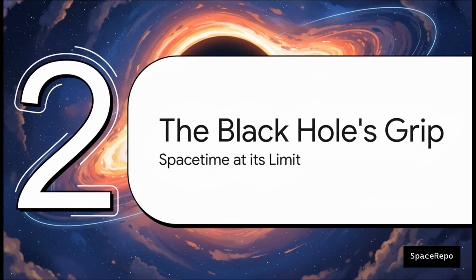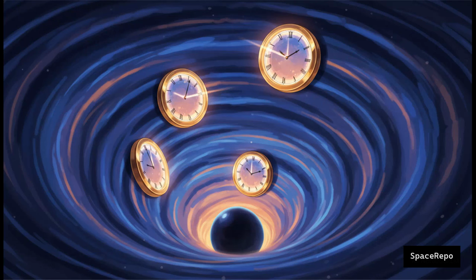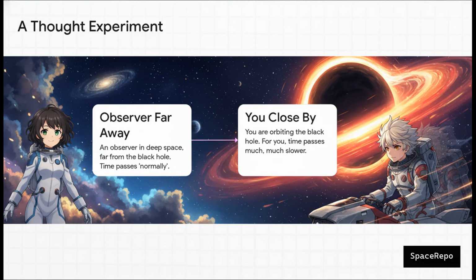Okay, so now let's take this wild idea and crank it up to 11. Let's go to the most extreme gravitational environment we can possibly imagine, a black hole. A black hole is so unbelievably massive, so dense, that it doesn't just create a little dip in spacetime. It punches a bottomless hole through it, a point where the curvature is basically infinite. And that extreme warping is what causes this phenomenon called gravitational time dilation. It's a really simple idea at its core. The stronger the gravity, the deeper you are in that gravity well, the slower your clock ticks compared to someone far, far away.